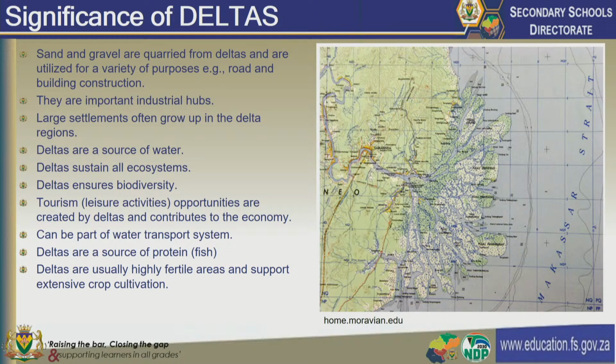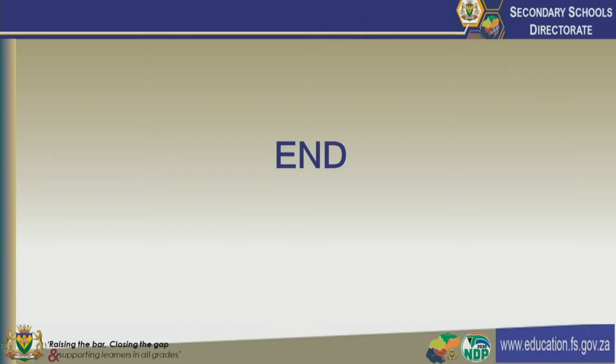And if you look at the map there, obviously you see a picture of a delta. Hence we say it's at the mouth. It's an area where the river joins the ocean, an area which we refer to as the mouth of the river.